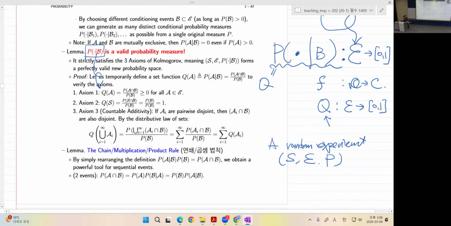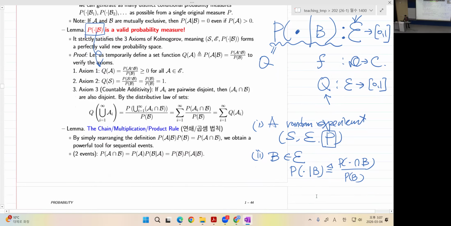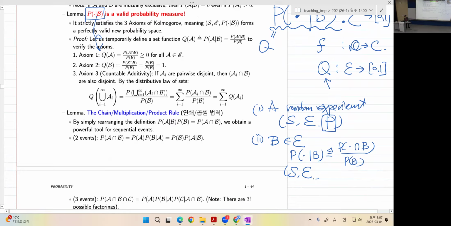And we modeled it using a probability space. So far, how many probability measures do we have? One, the P, right? But now an interesting thing happens. You choose an event, B, that is a member of the sigma algebra, which means that this is a new event. Now you define a new function, a new set function. Then what happens? Suddenly you have what? Another probability space. Now this new probability space has the same sample space, the same event space, and a new probability measure.